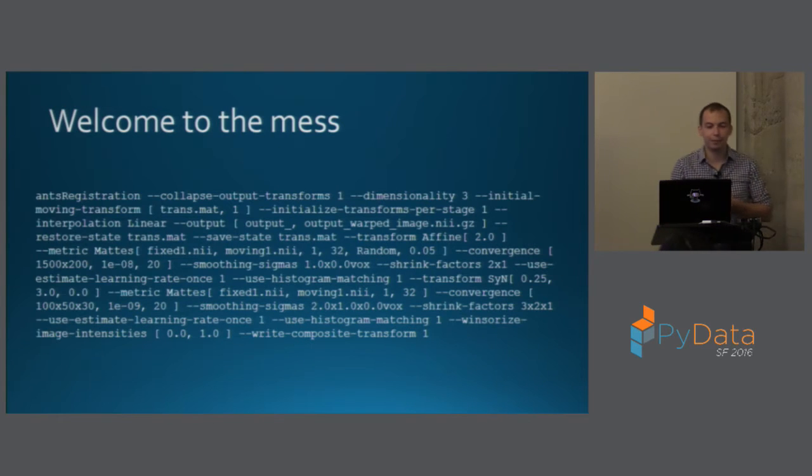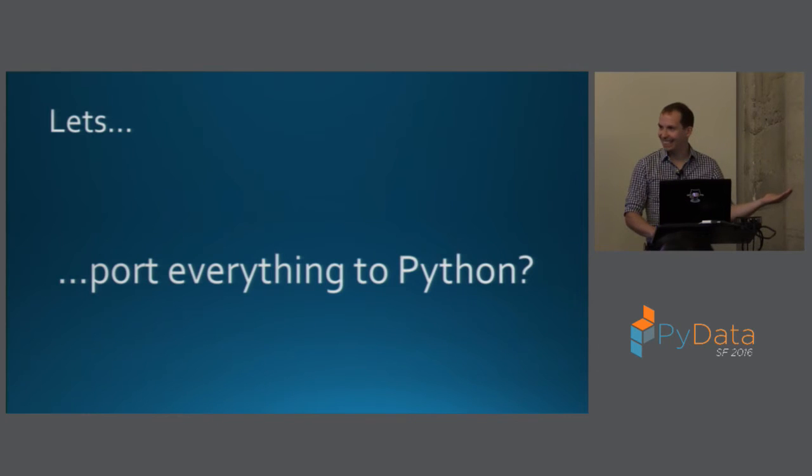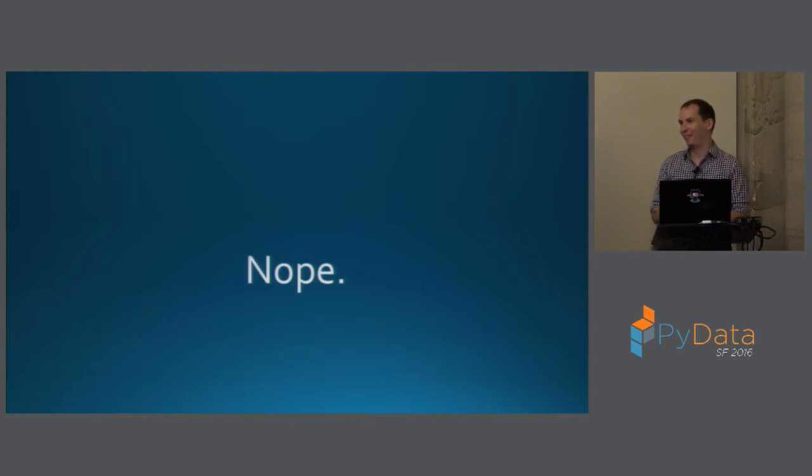Well, let's give you another example. So this is a command line for one of the best co-registration methods in the field. And as you can see, it's very flavorful. Spicy, yeah. Very dense. So what would be the best thing to do? Is just port everything to Python, right? Right? No.